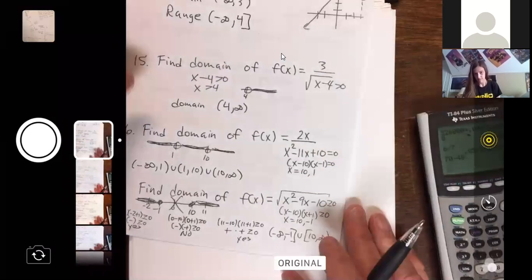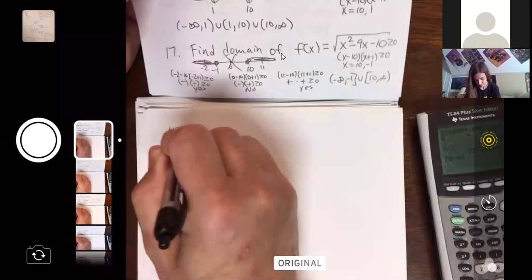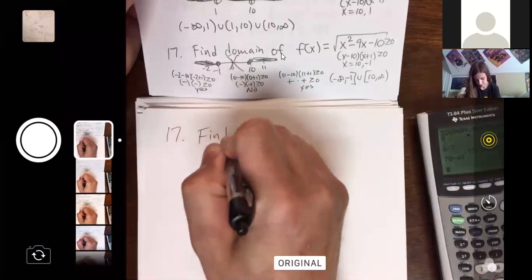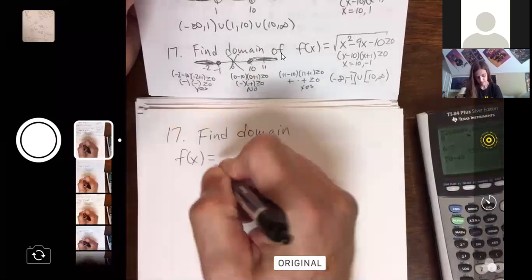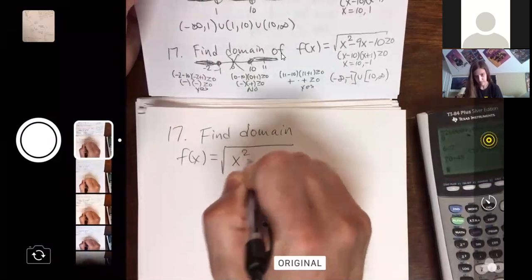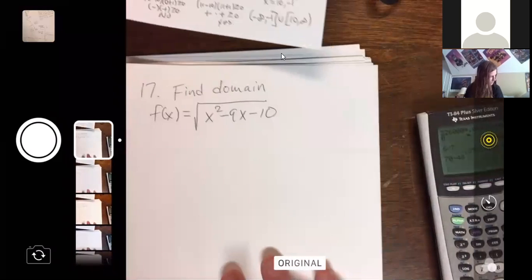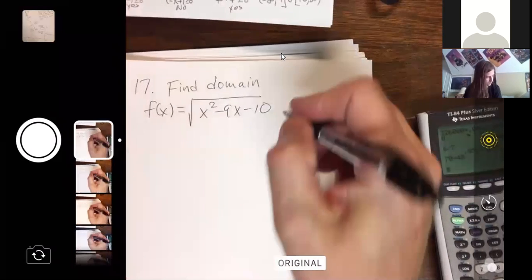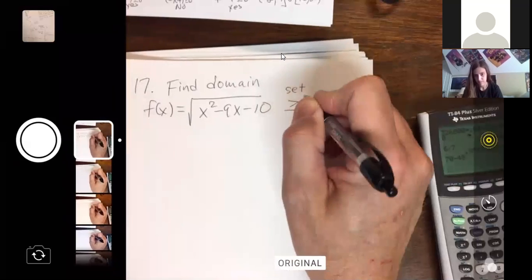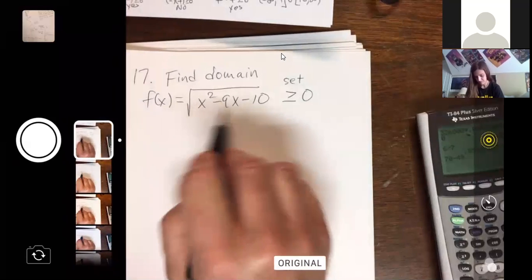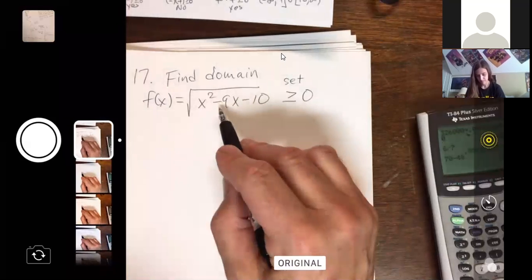Yeah, tougher domain problem here. Find the domain of the square root of x squared minus 9x minus 10. All right, so with the square root, you want to set this greater than or equal to 0. If you remember, the square root is on top, there's no bottom, so it's greater than or equal to 0 because you can't take square roots of negative numbers.